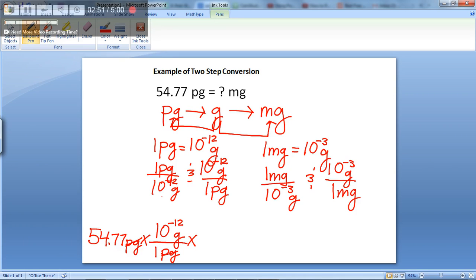Now I want to go from grams up here to milligrams. So this conversion factor is over here, so I want to get rid of grams and I want to keep milligrams. So I can use that factor of 10 to the minus 3 grams over 1 milligram.